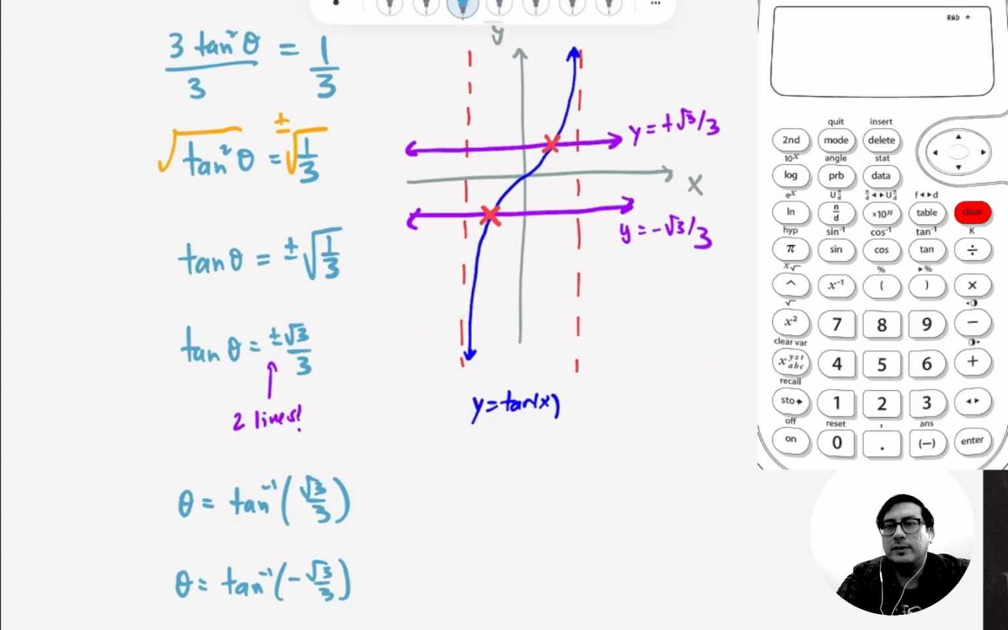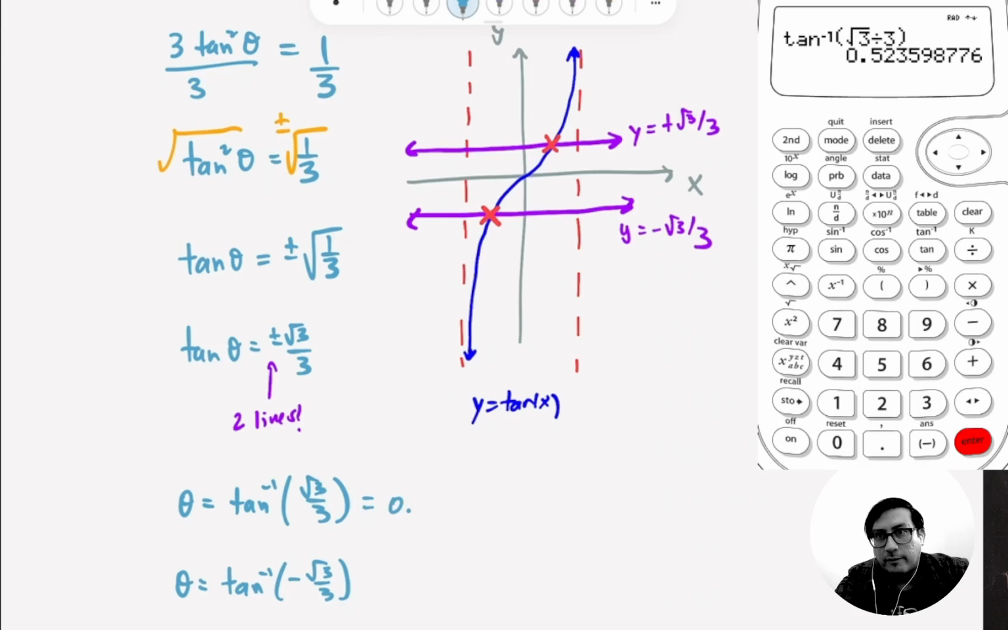So let's do second tangent inverse. So it's square root 3 divided by 3. Don't forget to use the little arrows to move outside of the square root so that you're calculating things correctly. All right. So we're going to get 0.524, rounding to 3 decimal places.